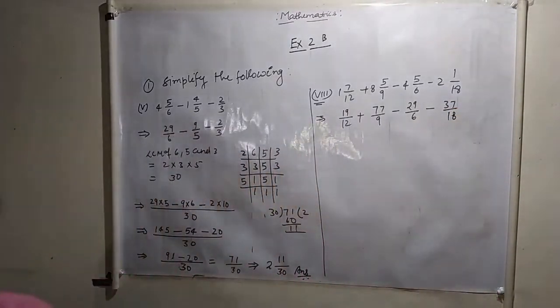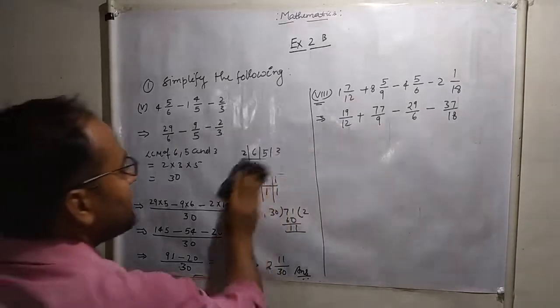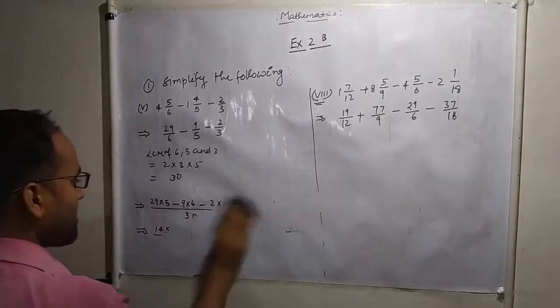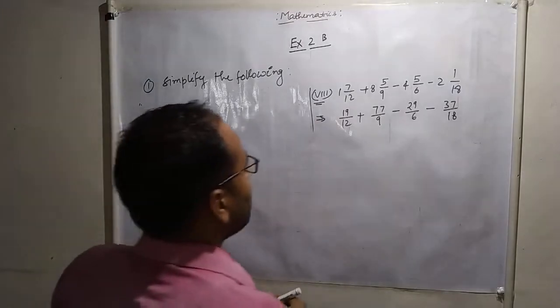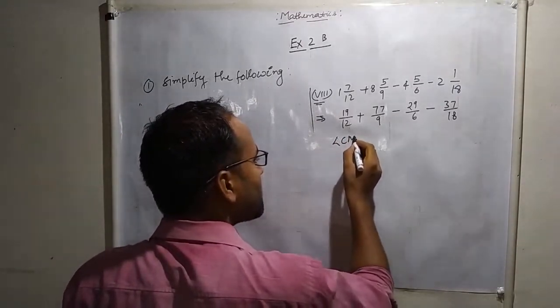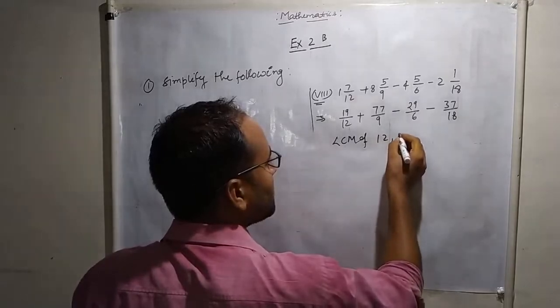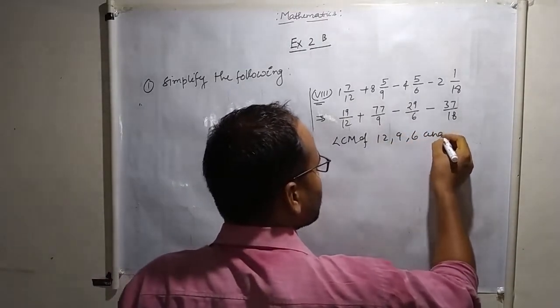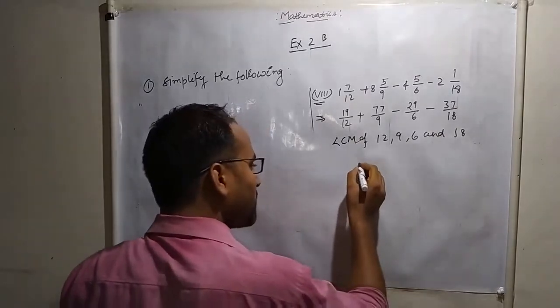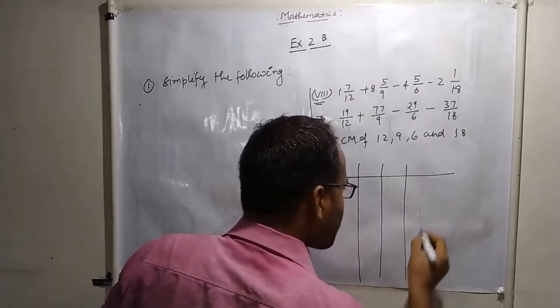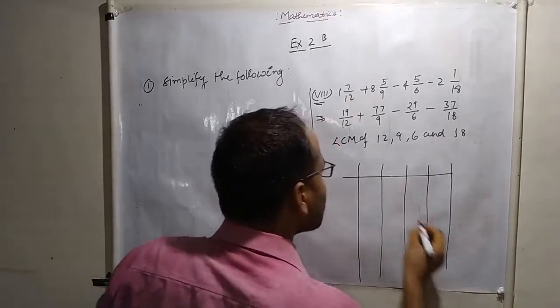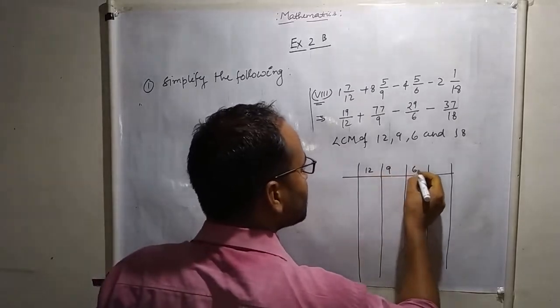Take the LCM of 12, 9, 6 and 18. So here I am going to take the LCM of this one: 12, 9, 6 and 18.